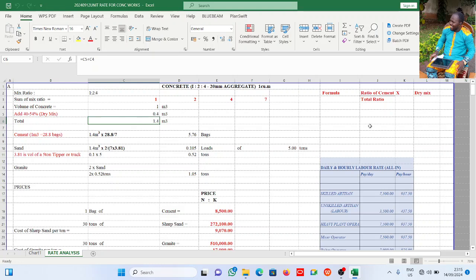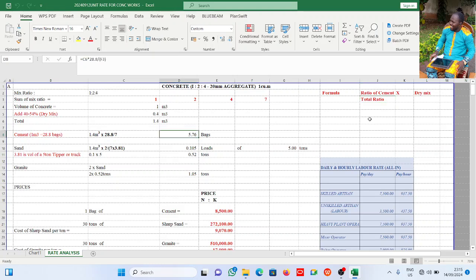This dry mix is what I will use to get the number of bags, the fine aggregate and then the coarse aggregate. Let me use that so that I don't be using sand and gravel: fine aggregate and coarse aggregate. I just gave a little formula here. For cement, it will be ratio of cement over total ratio times the dry mix. That's what we just did here. Ratio of cement over total ratio times the dry mix. I'll try as much as I can to be a little bit fast.